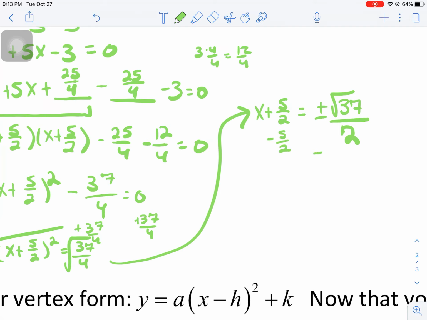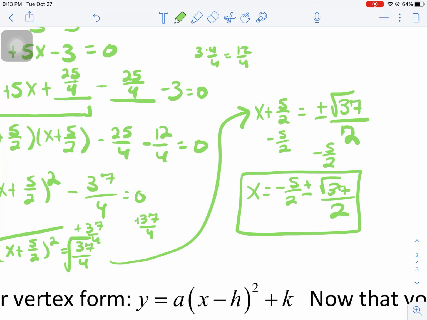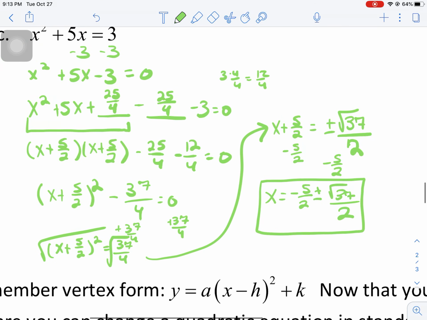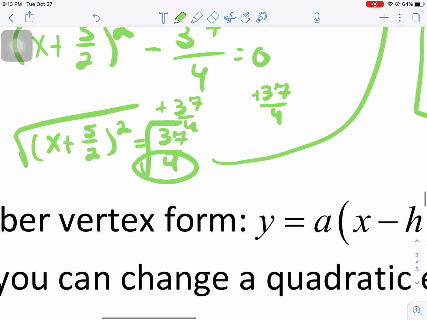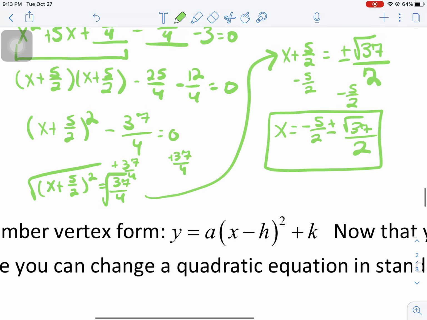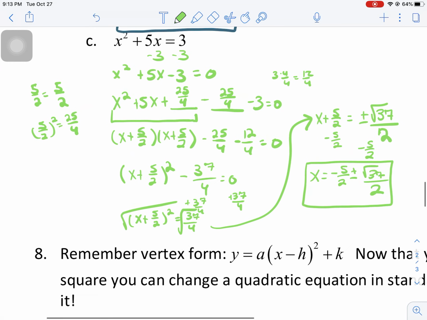And then the last thing we need to do is subtract the 5 halves from both sides. So x is equal to negative 5 halves plus or minus square root 37 over 2, and this would be our answer. Okay, so where that 2 came from in the bottom, right here we had a radical 4, so that radical 4 then just became 2.